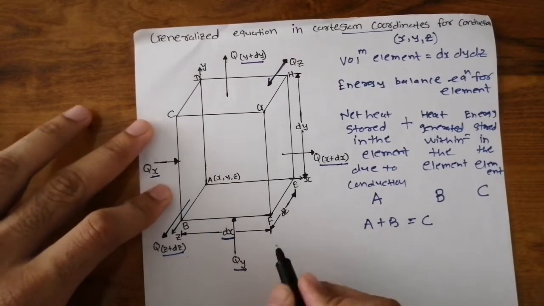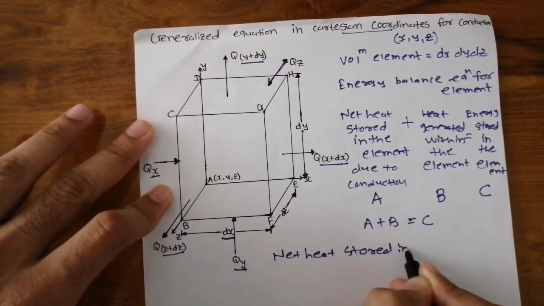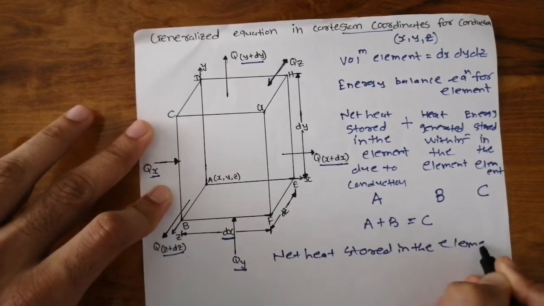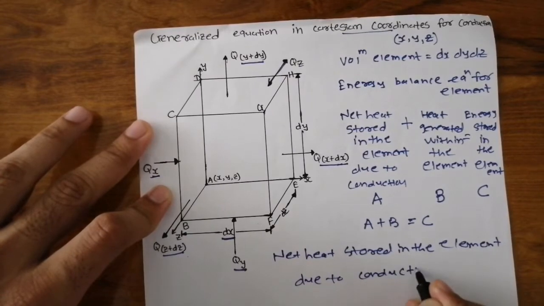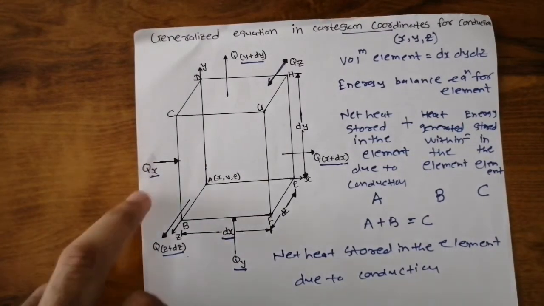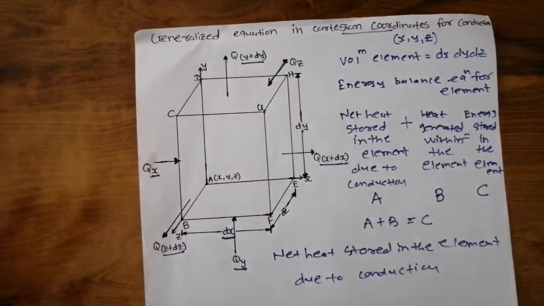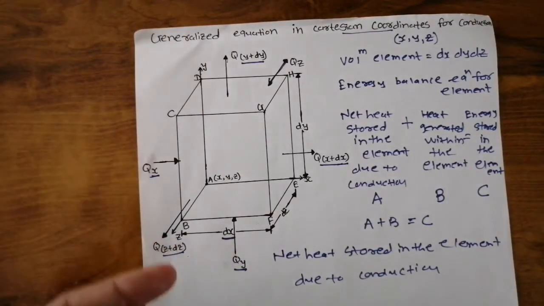So what will be our first part? Our first part is the net heat stored in the element due to conduction. How will it be considered? We consider conduction in each and every direction: the x direction, the y direction and the z direction. In each direction we do an energy balance. First, energy in and energy out will be considered in the x direction. Similarly, energy in and energy out in the y direction, and similarly, energy in and energy out in the z direction.